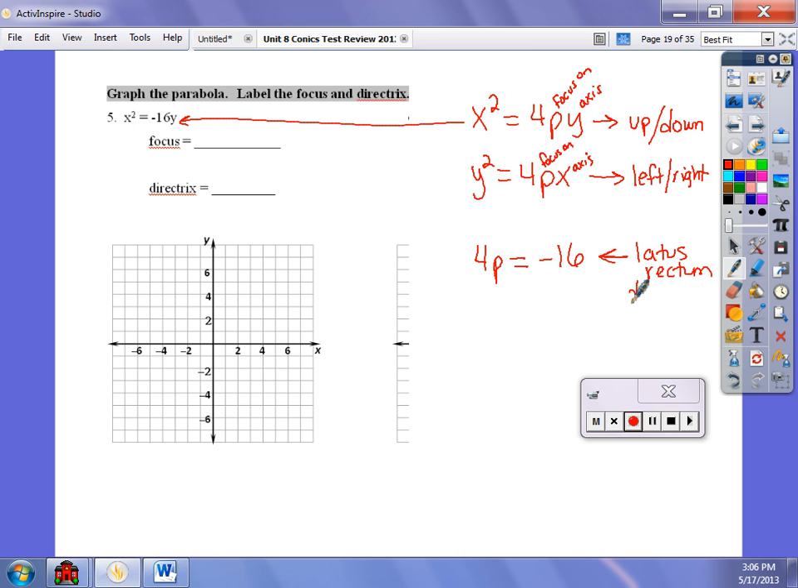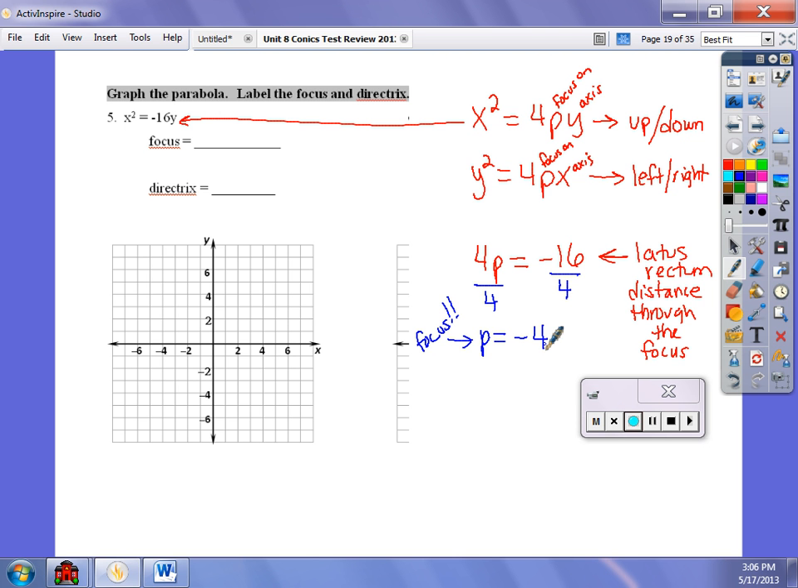This is our distance through the focus. So when we draw a picture, this will be very important to us. So now to solve it, we're going to divide by 4, because our goal is to solve for the focus. And remember, the focus is always p. So when we divide by 4, our focus is negative 4.